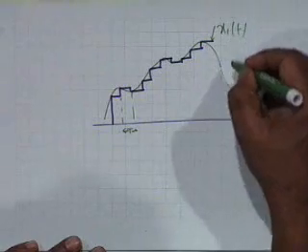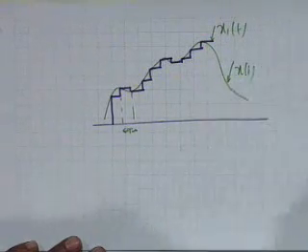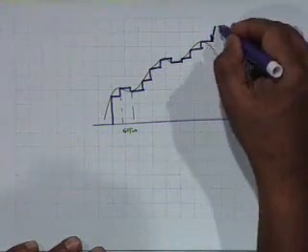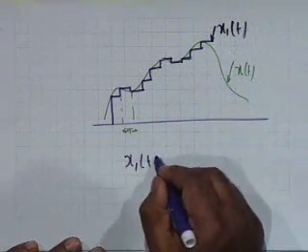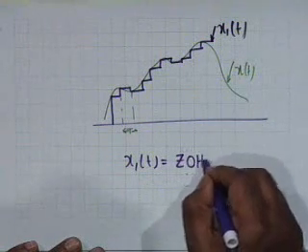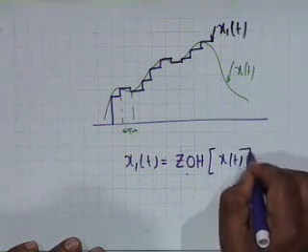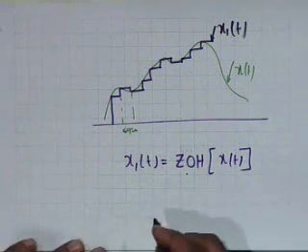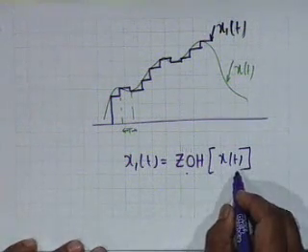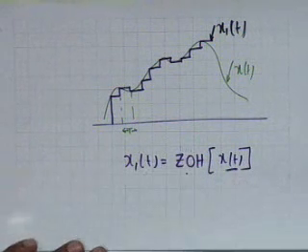Suppose this has occurred. Suppose this is x of t, and the violet one is x1 of t. x1 of t is the ZOH of x of t. It is the zero order hold version of x of t. Is there a way that we can recover x of t from x1 of t?